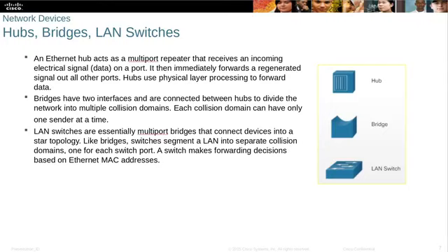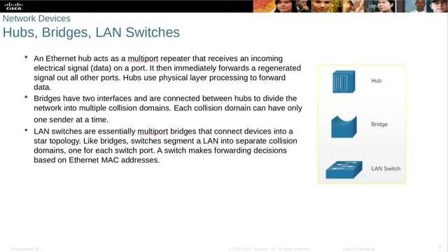Bridges, you don't see bridges very often these days, but what you do see is multi-port bridges, and a multi-port bridge is a switch. So a multi-port repeater is a hub, a multi-port bridge is a switch. And the great thing with a switch is it's got a lot of ports on it. And that means that we can connect multiple devices together intelligently, because like bridges, the switch segments the LAN into separate collision domains, one collision domain for each port. The switch makes forwarding decisions based upon the MAC address.